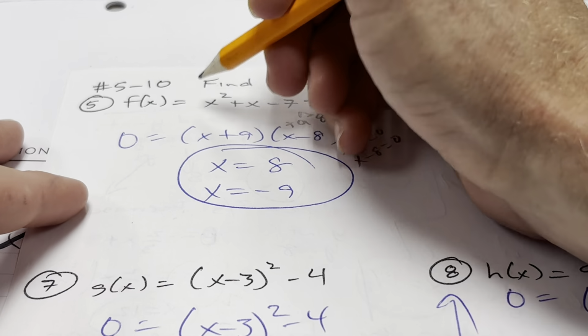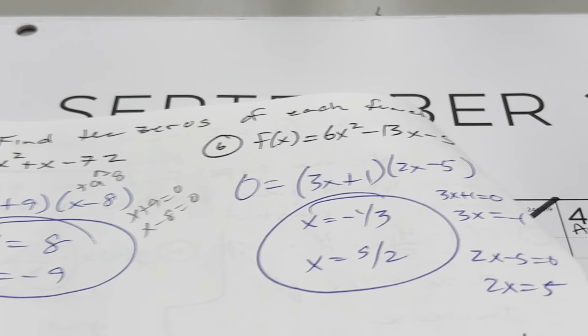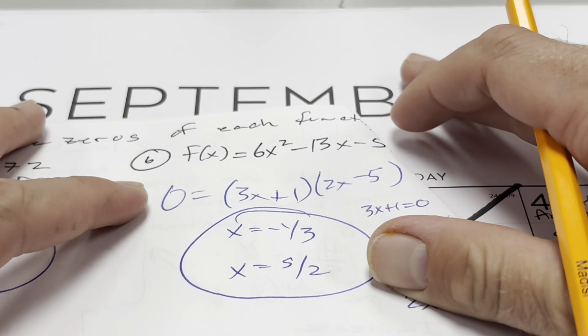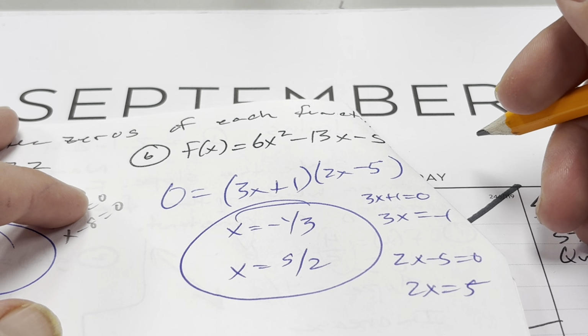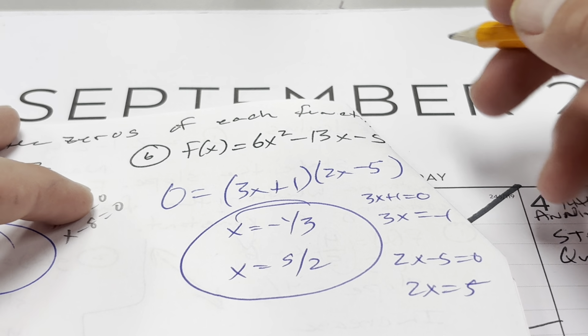This is easy factoring. Easy factoring is when you have a single x squared. All right, so now there's different methods to do all these. So you could use the quadratic formula for number 6. This one does factor. And here's why I can tell it factors.